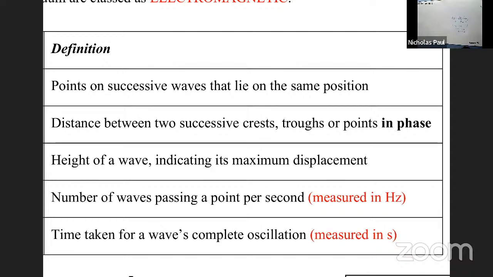All right. Distance between two successive crests, troughs, or points in fields.